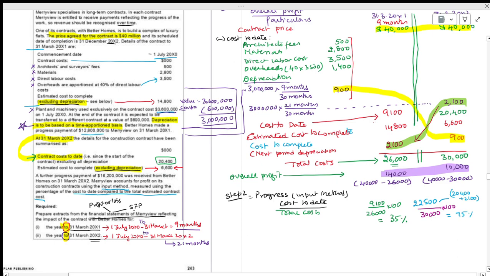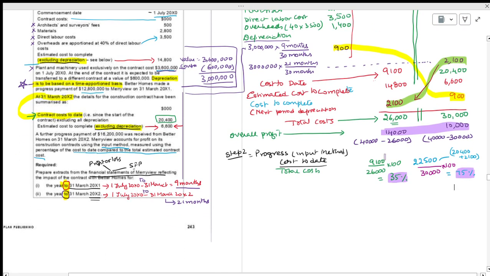Yes, Hussein, where are you, dear? Here only. I know, Sumaya, I can understand this. Definitely it is not for you. People will find it initially a little bit advanced. Okay, this is the progress we have done as per the input method: cost to date divided by total cost. Now follow me, that's very important. If there is difficulty, fine, next time it will be a little bit easier.